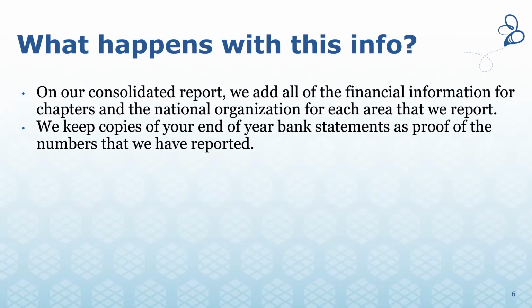So on our consolidated report, we add all of the information for the chapters. When all of our chapters submit the answer to the question, what was your fundraising income? We add together all of the chapters' fundraising income, and that is what we use. And then, when you have service program costs, that's a question that we ask. We add every single chapter's service program costs together, and we also add that to the national organization service program costs, and that's what we report. So everything gets added together from the chapters and the national organization.